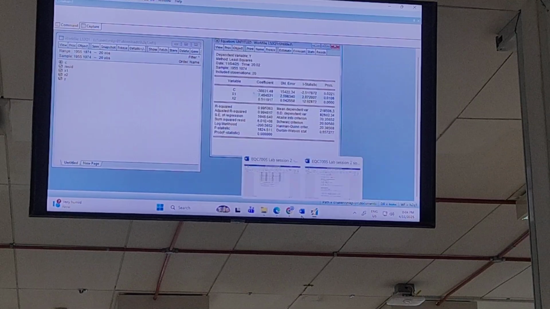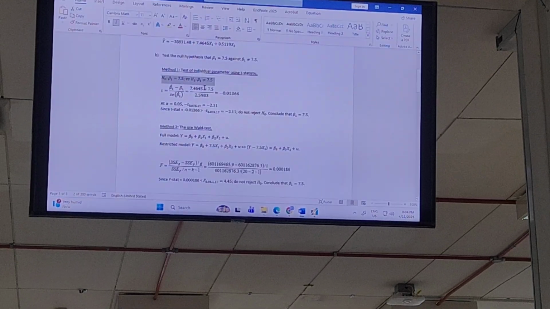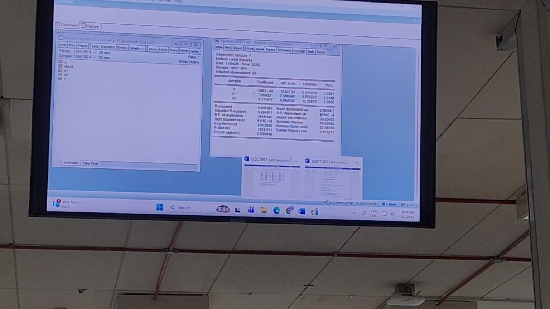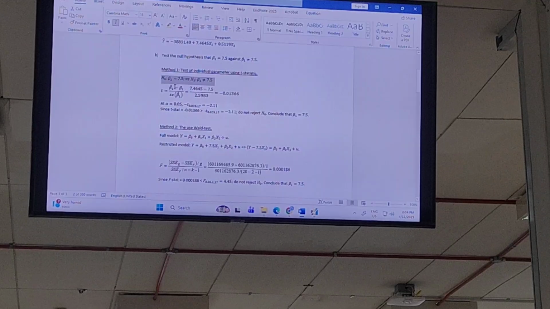But the problem now is that the question asks us to test the hypothesis not at 0, but at 7.5. So you cannot use this one, because the t statistic is not calculated for this. Remember the formula: the estimated value minus the hypothesized value divided by SE. The one given by the computer does not subtract anything. It just divides the beta 1 hat estimate by the standard error. So it's only for the case of 0, because it's minus 0.